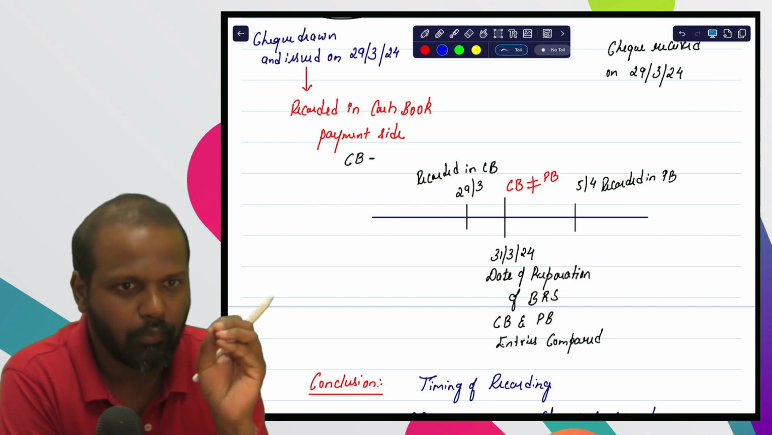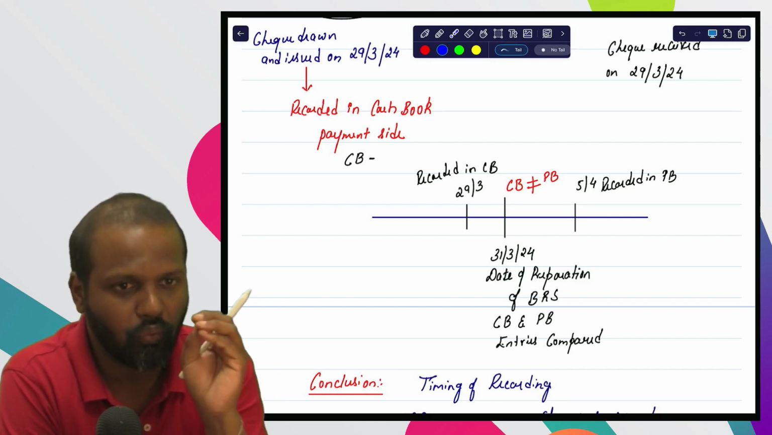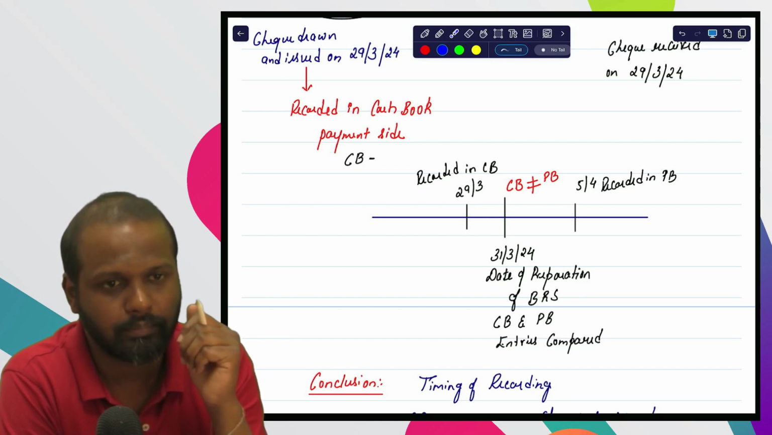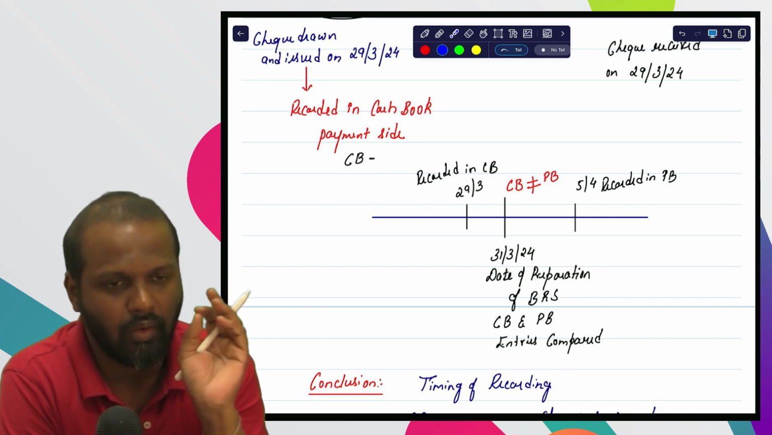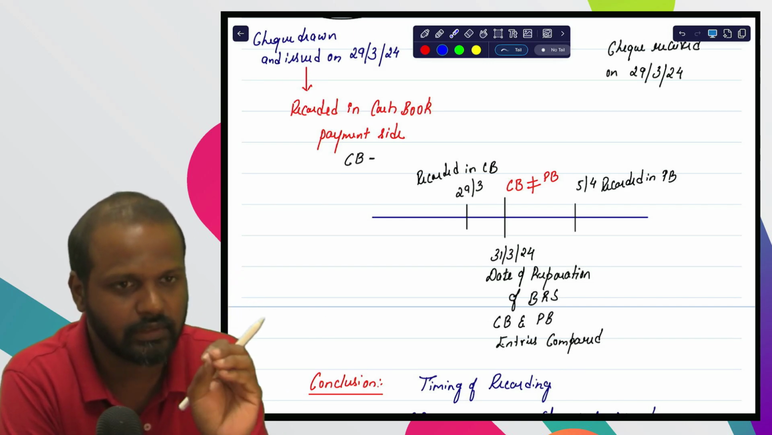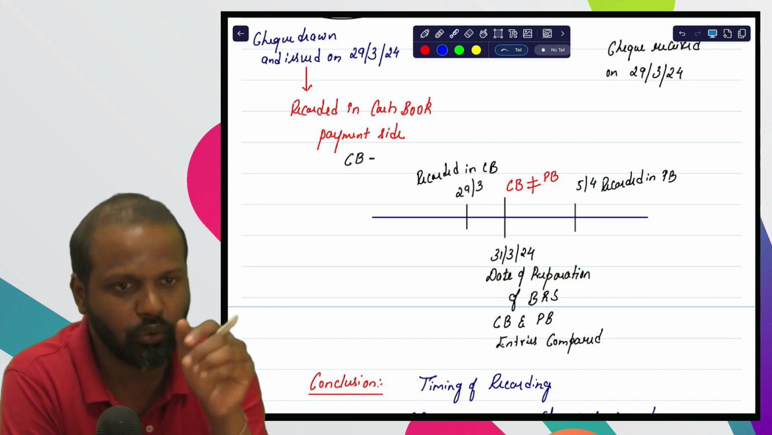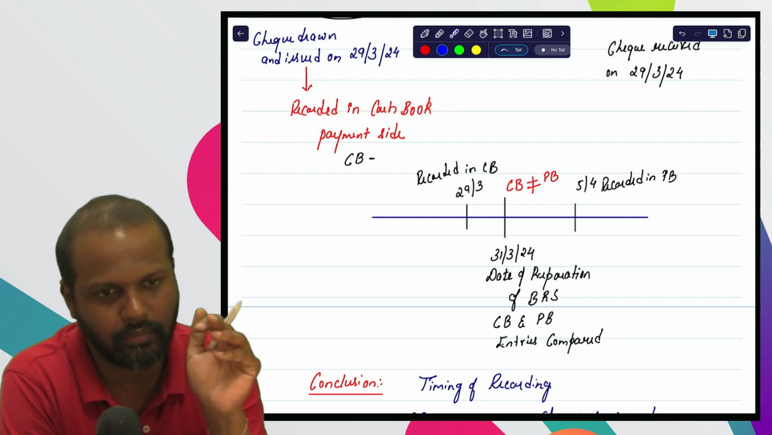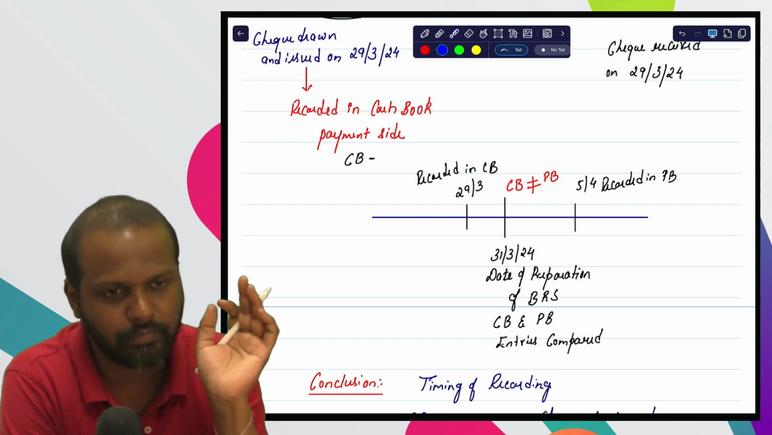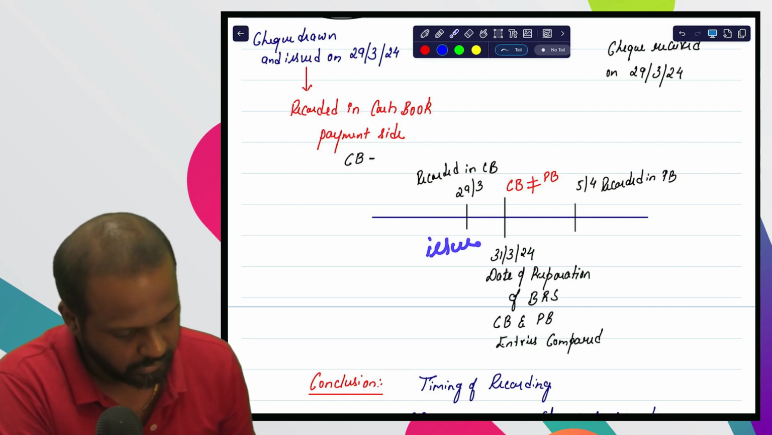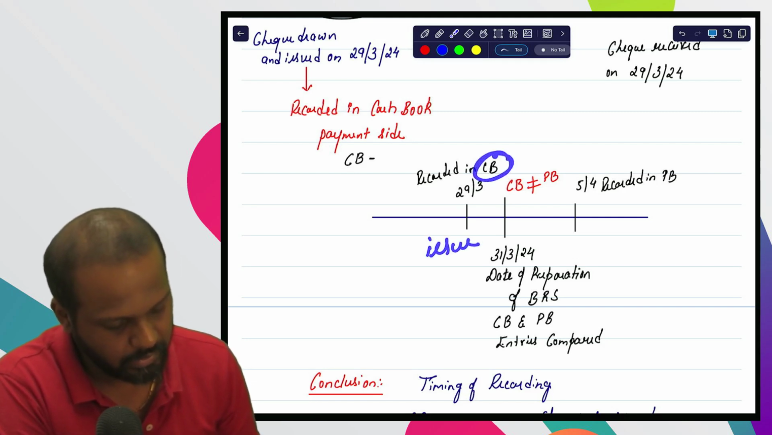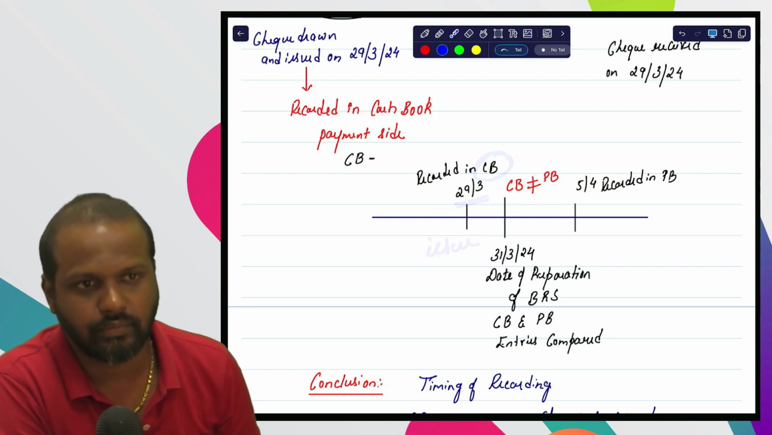The day when I'm going to issue the check, first I will do my duty. Means first I'm going to record it in my cash book. Whenever you issue a check, checks are issued for the purpose of payment. First you do your duty. What is your duty? To record the transaction in the cash book. So the day I issue the check, immediately I'm going to do the entry in the cash book on 29th March.